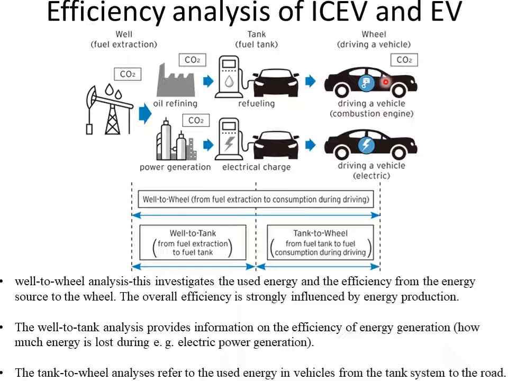This well-to-wheel efficiency can be split into well-to-tank efficiency, that is, the efficiency once the fuel is transferred from its crude form to the tank, and tank-to-wheel efficiency, that is, once we get the fuel from the petrol pump in the case of conventional vehicles, and from the charging station in the case of electric vehicles, what is the efficiency from tank to wheel. All these things will be discussed in this efficiency analysis of IC engine vehicles and electric vehicles.